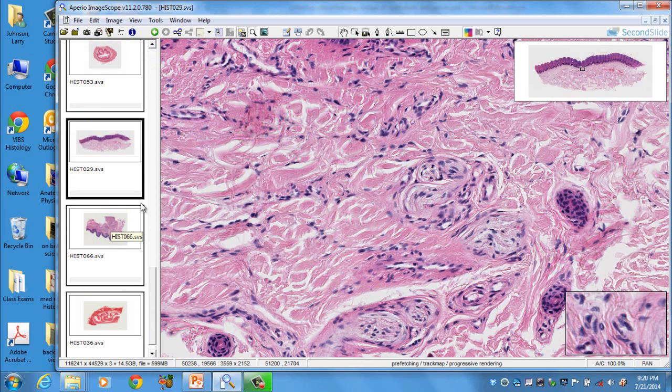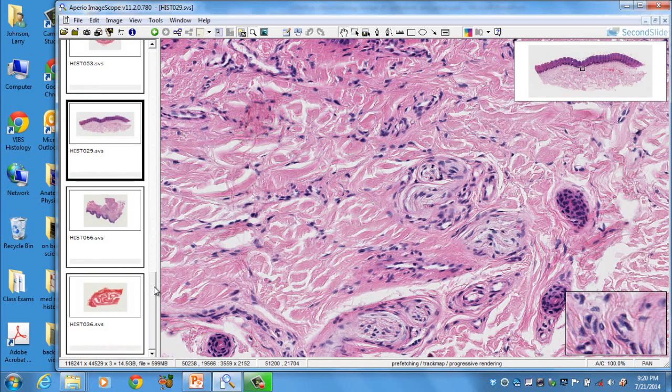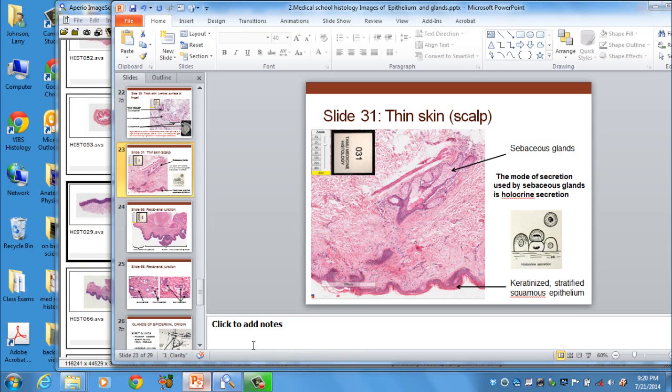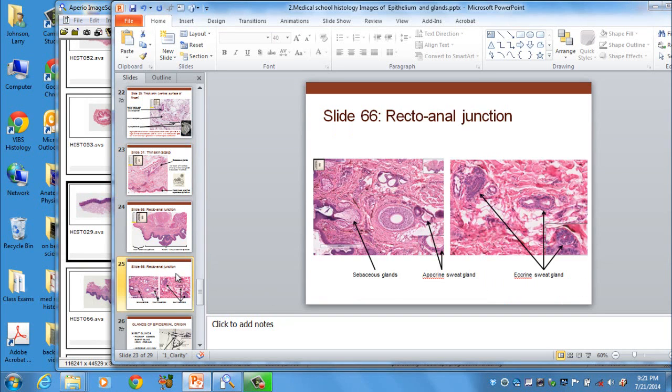Don't have slide 31, but that's what you would see, sebaceous glands opening out into a hair follicle. Here we can see slide 66. We have the sebaceous glands again. This is a hair follicle that we have.